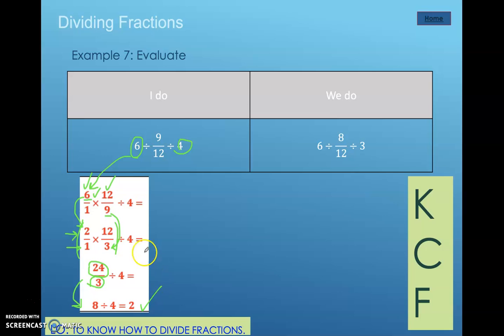So we've performed this first bit here, and then that has left us in a position to divide by 4. So if you can pause the video now and try and solve the we do, you have 30 seconds.